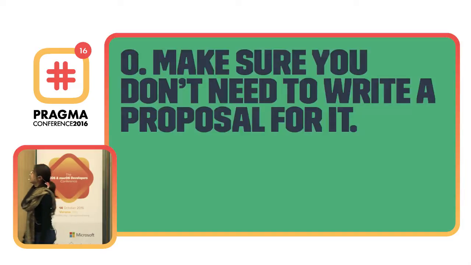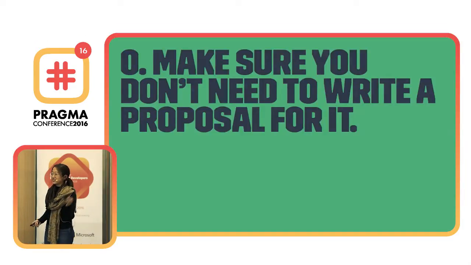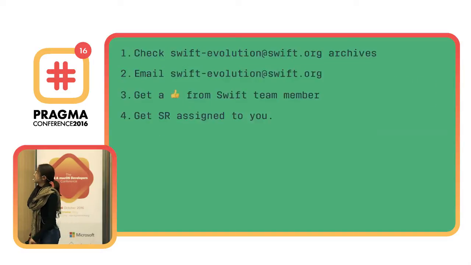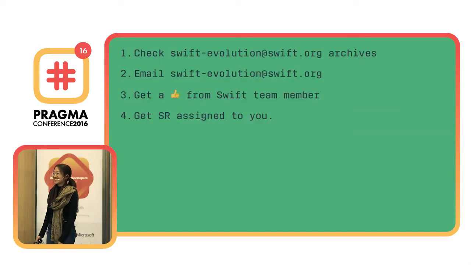So how do you do that? First of all, you want to check the mailing list, make sure no one's already talking about it. So I did a quick search. That was good. Then I emailed Swift Evolution, which was intimidating, but it was worth it. And then you eventually get a thumbs up from someone on the Swift team. And then you get assigned an SR. So what in the world is an SR?